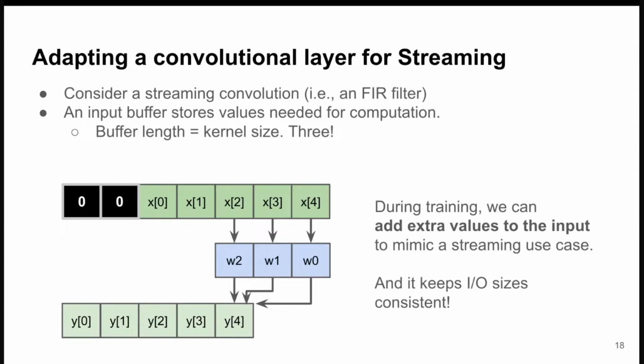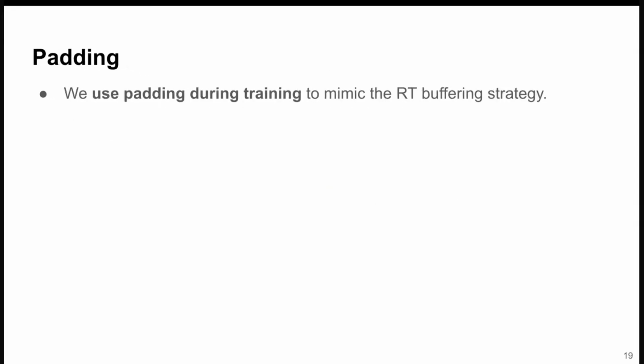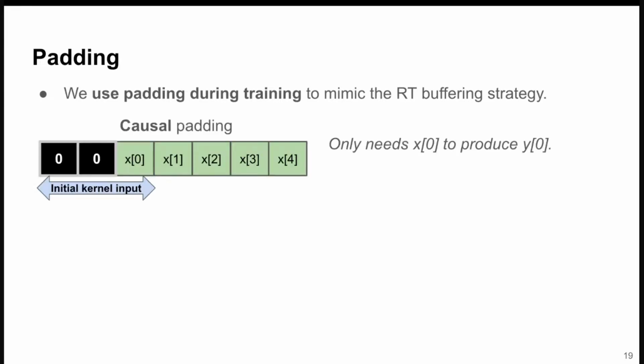That means that when we want to implement this, in order to keep the input and output sizes consistent, we need to add extra values to the input when we train the system so that then we can deploy it in real time properly. We add these extra values to the input when we're training in order to mimic the streaming case that the system will see when it's running in real time. So this process of adding additional values is called padding, and we use padding during training, again, to mimic the real-time buffering strategy that we're going to do for each of the convolutional layers that we want to implement.